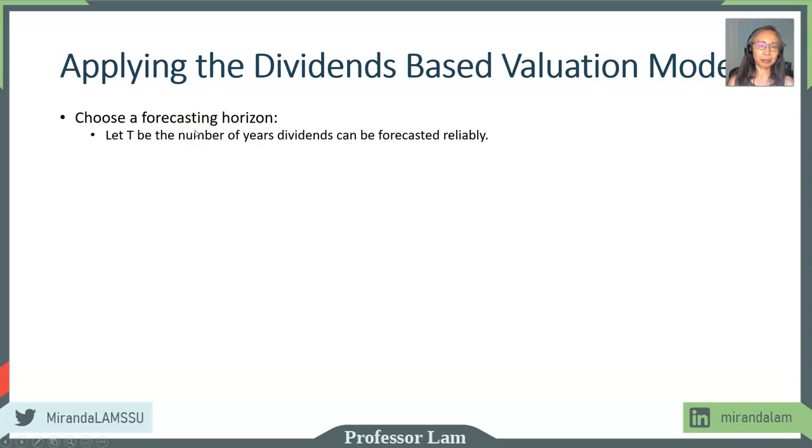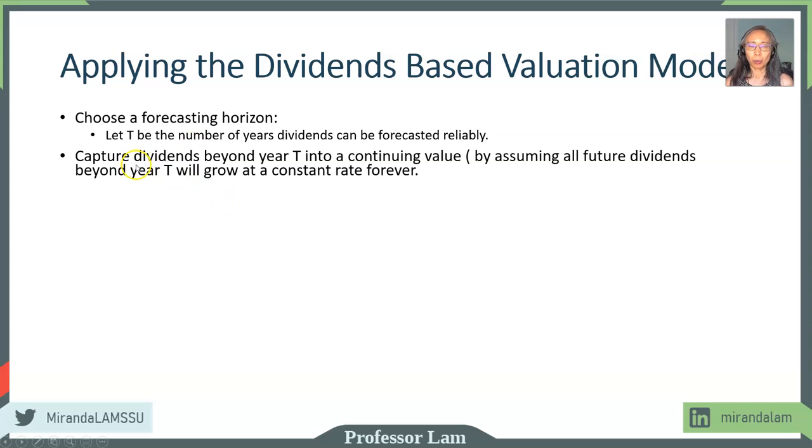If I ask you to forecast for 20 years, you think back 20 years ago versus today, so much has changed. It's virtually impossible to forecast for a long horizon. At best, you can do a 3 year or a 5 year forecast. Beyond that forecasting horizon, we're going to capture all future dividends into a continuing value. What we do is we assume that all this future dividend beyond the forecasting horizon will grow at a constant rate. So we can use the growing perpetuity formula to help us capture those continuing value.